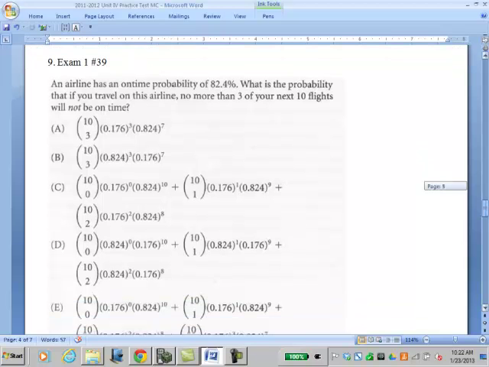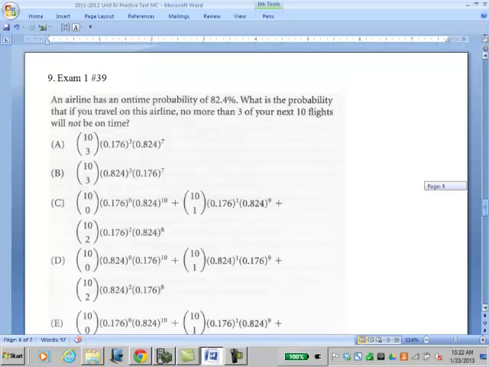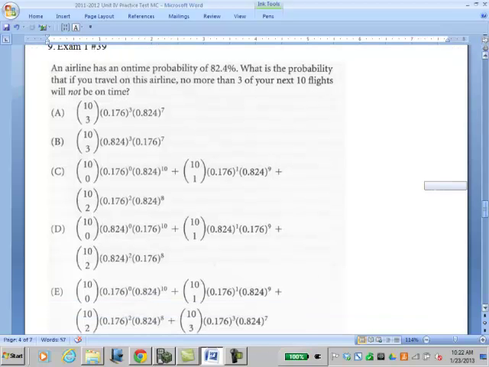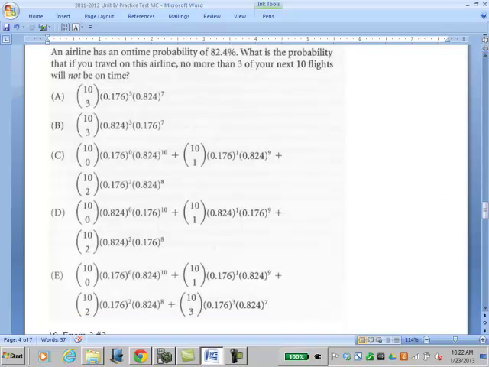Skip. Oh, no. For 9 you can do. Okay? What's the probability that if you travel, no more than 3 of your next flights will not be on time? This is pretty easy to do. So, the probability that none are not on time. We're going down to E here. The probability that a flight is not on time is 0.176. So here's the probability that none are on time.